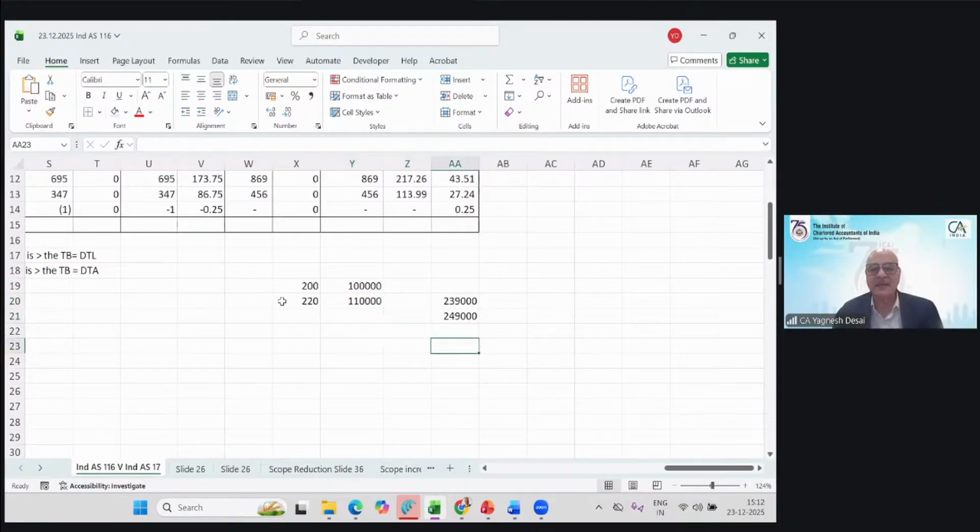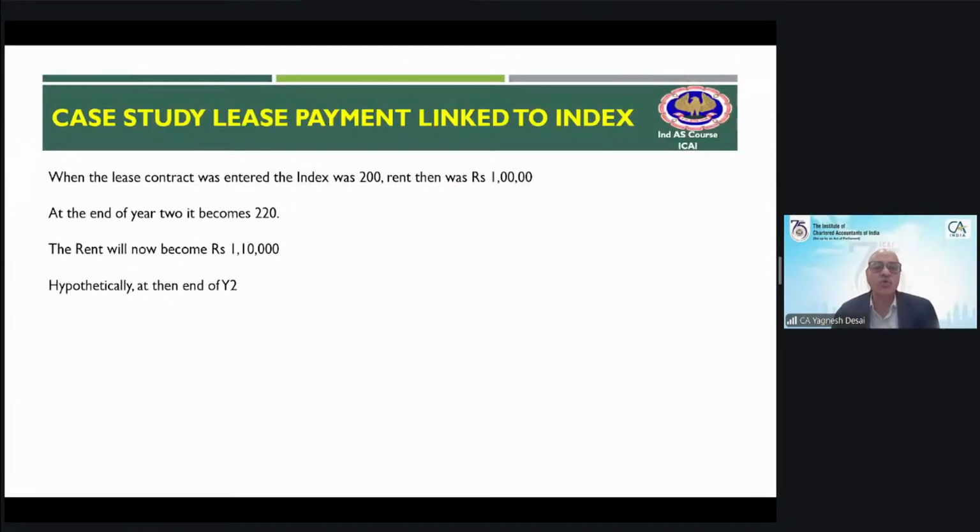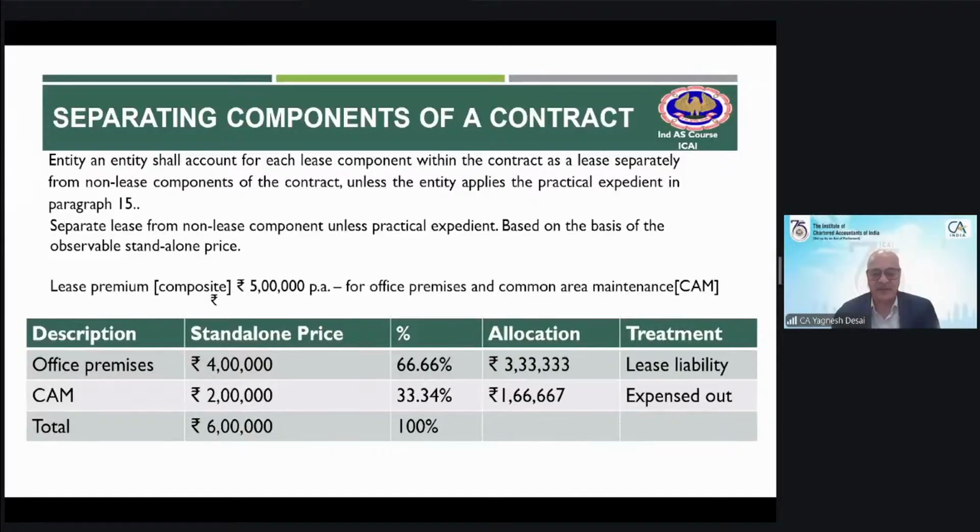So what is the increase in my lease obligation? Lease obligation is increased by 10,000. So what is my accounting entry, sir? Debit ROU asset and credit lease obligation, on account of revised lease payments, by 10,000 rupees. This is how lease payments work if they are linked to an index or a rate.